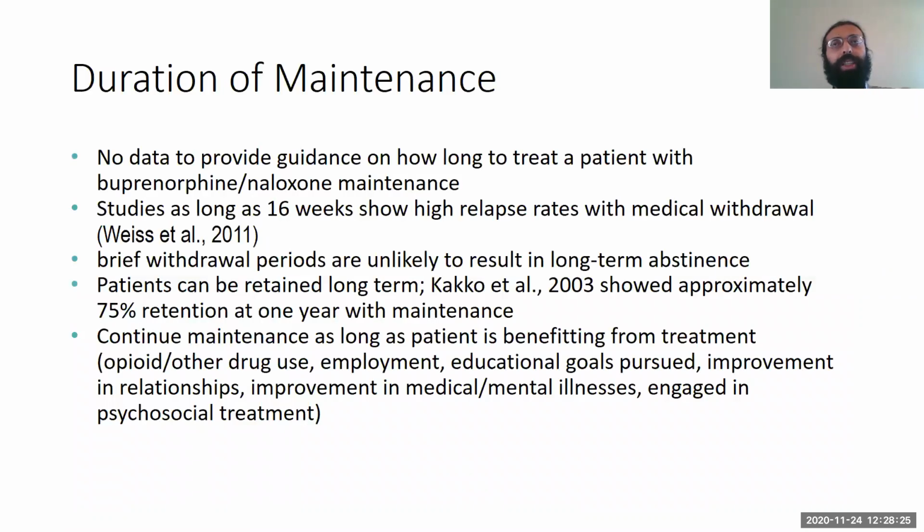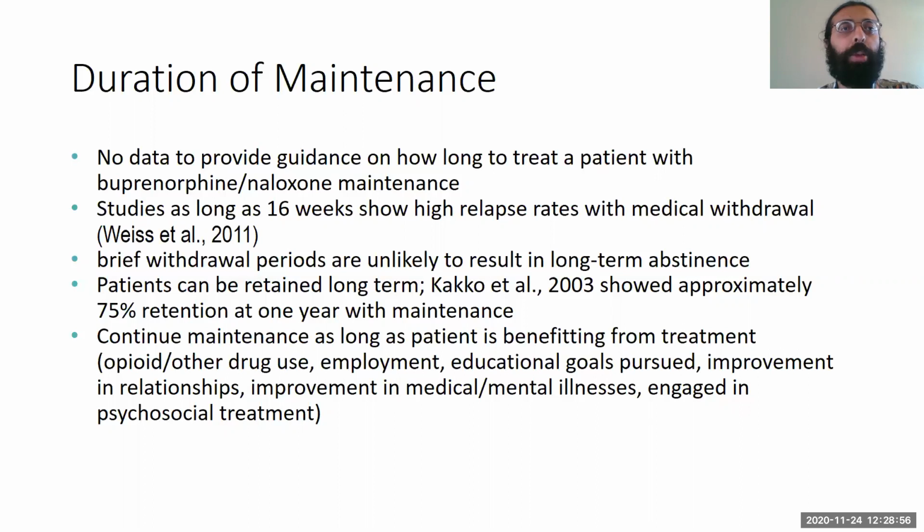Finally, withdrawal or tapering off of buprenorphine, right? There is no data to provide guidance on how long to treat a patient with buprenorphine maintenance. In general, here's the idea that when people are withdrawn, relapse rates are very high. And that's really what this data is showing. When we take away the buprenorphine, a vast majority of people, 80%, 90%, tend to drop out of treatment. And majority of them relapse, and overdose rates also go up.